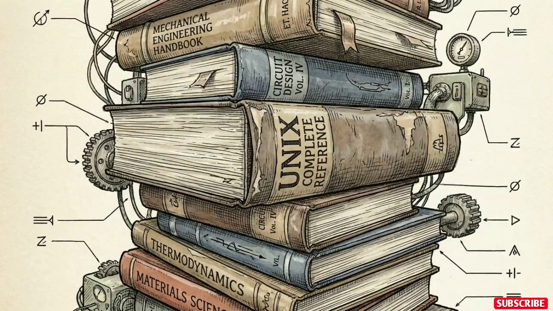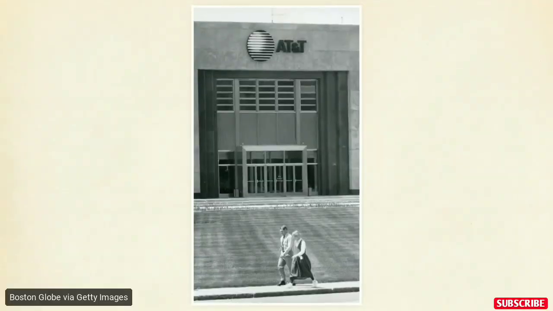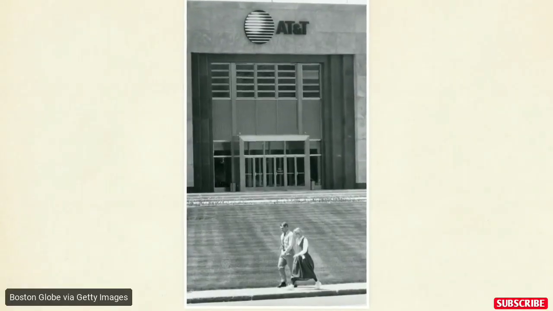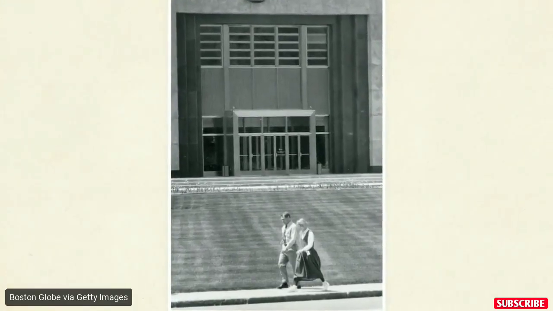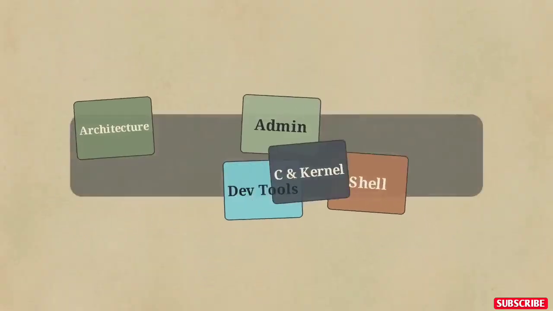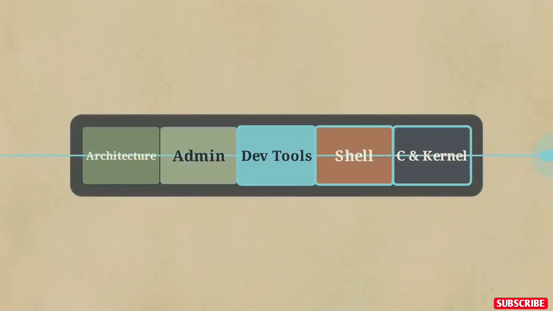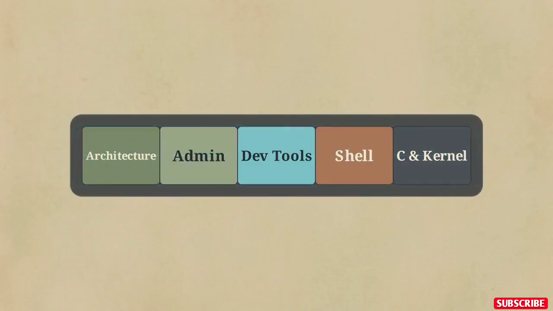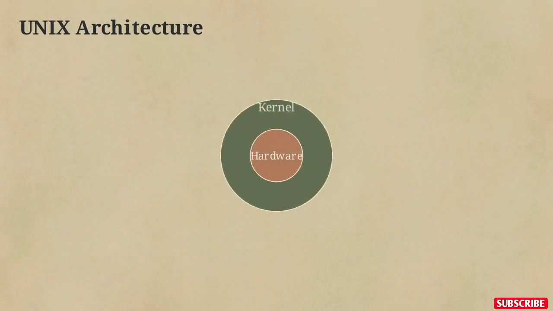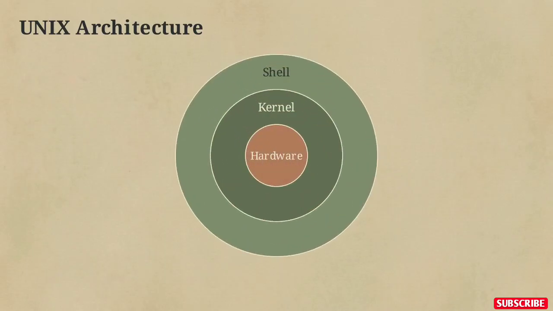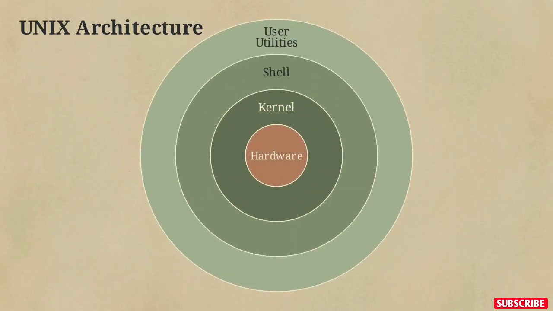To pass, you don't need to memorize a textbook. Ken Thompson and Dennis Ritchie developed Unix at Bell Labs in 1969 as a developer-first environment. You need to see these 5 units as a single cohesive operating system pipeline. This diagram illustrates Unix architecture. Hardware sits at the center, wrapped by the kernel, surrounded by the shell, and capped by user utilities.